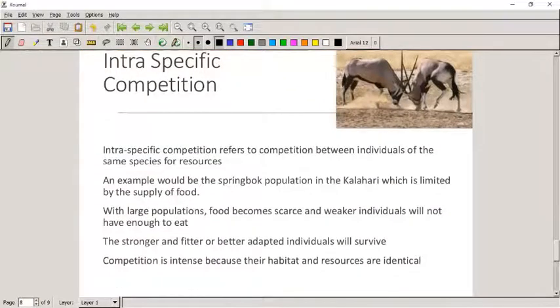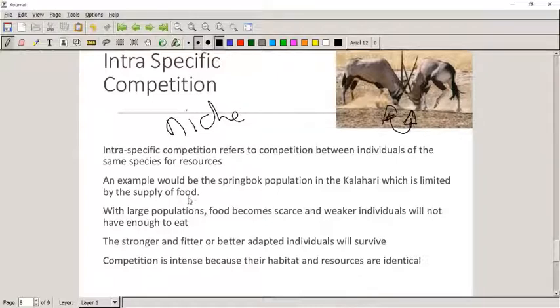Intraspecific competition is like the zebras in our second slide that we went through, or like over here, we've got the gemsbok or sable antelope that is then competing. And so it is competition between individuals of the same species. And this is even higher than interspecific competition, because the ecological niche is exactly the same.